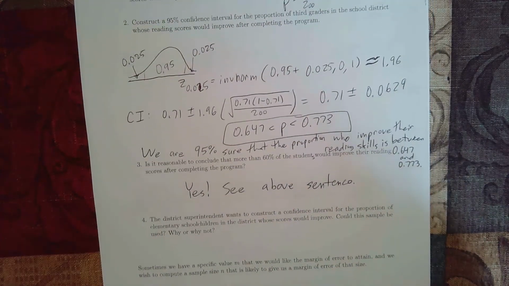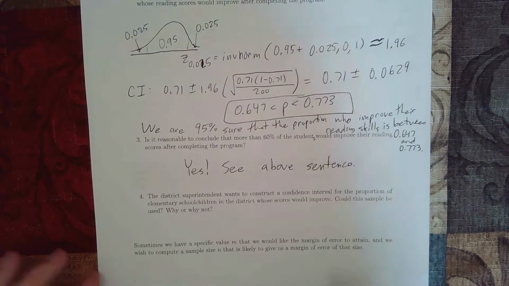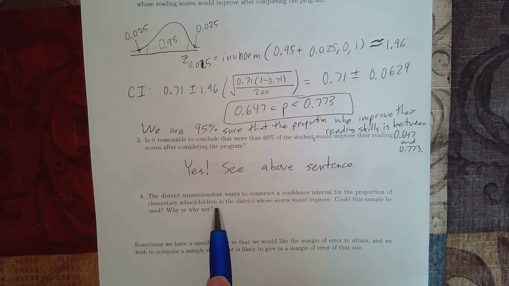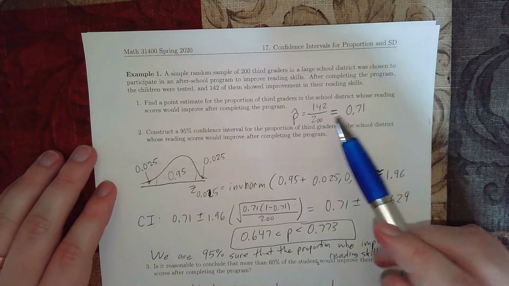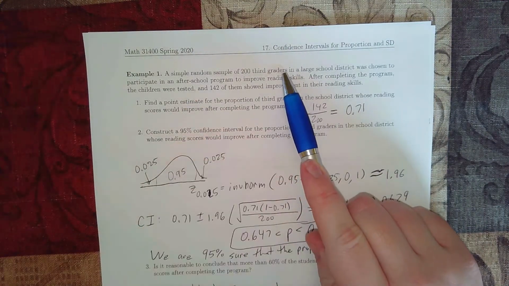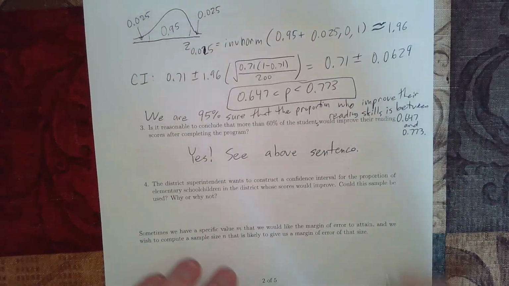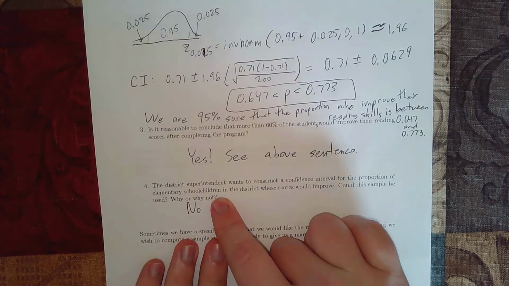So our district superintendent wants to construct a confidence interval for the proportion of elementary school children in the district whose scores would improve. And we want to know whether or not we could use this sample. So let's think about this for a second. Let's review what we have here. The district superintendent wants to use this for all elementary school children. But when we look back at how the problem was initially stated, we're only talking about third graders, not just elementary school children in general. So it's okay to use this for third graders. We should not use this for elementary school children in general.